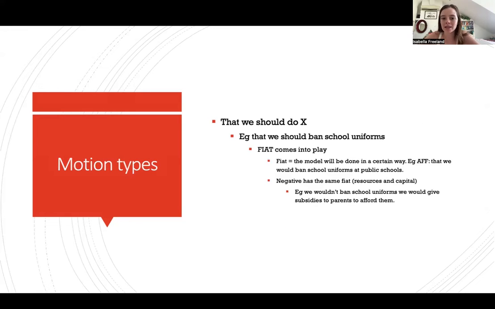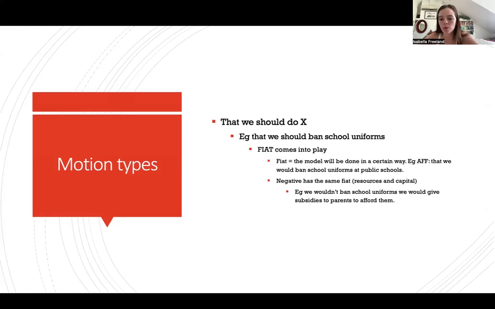Okay, so at Easters, you'll encounter a few different sorts of motions. The first sort of motion is the one that is the most popular in high school particularly, and that's a policy motion, which is that we should do X. For example, that we should ban school uniforms. The most important thing to note about these types of motions is that both teams have something that we call fiat. What fiat is, basically, is it gives the team a certain amount of capital, like resources, that they're able to use to implement this policy.